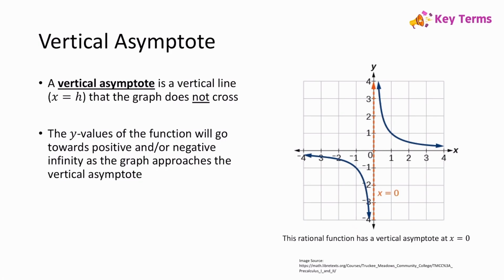And so what a vertical asymptote does is it tells us what is the x value where the y values are going to head off into infinity. Okay, because you can see here the y values are heading off into positive infinity, and then here the y values are heading off into negative infinity. And that's happening around x equals 0.